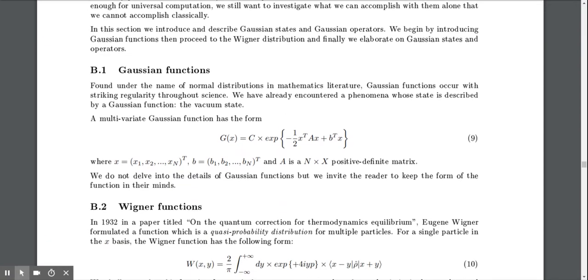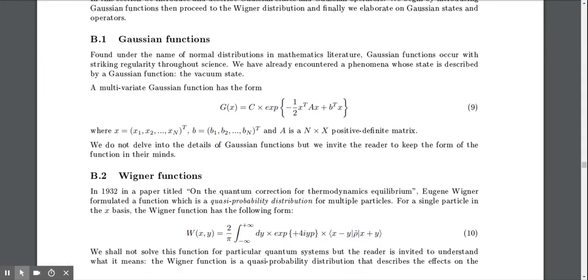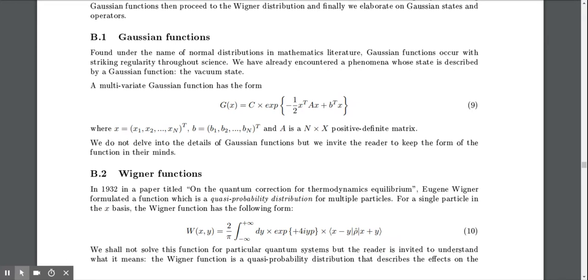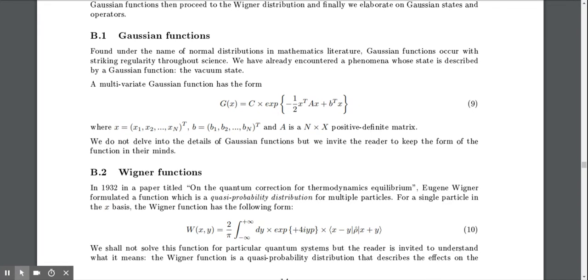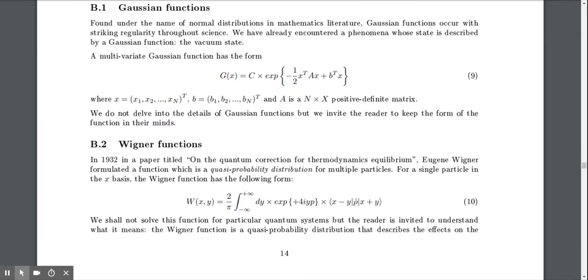Gaussian functions. Found under the name of normal distributions in mathematics literature, Gaussian functions occur in striking regularity throughout science. We have already encountered phenomena whose state is described by a Gaussian function, the vacuum state. A multivariate Gaussian function has the following form, where x equals this, b equals that, and A is an n by n positive definite matrix.